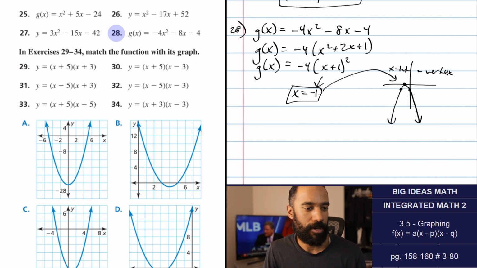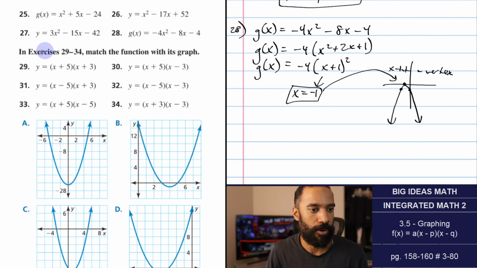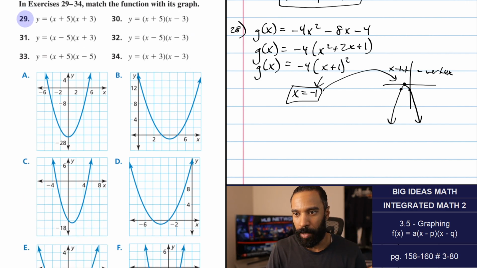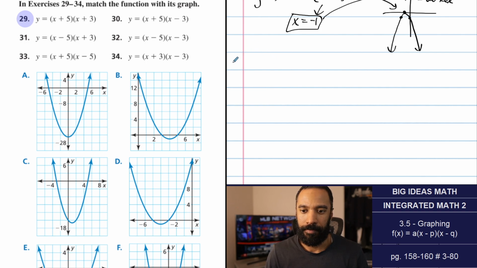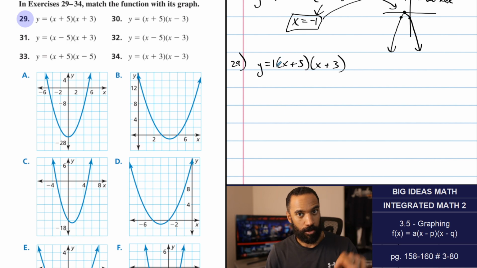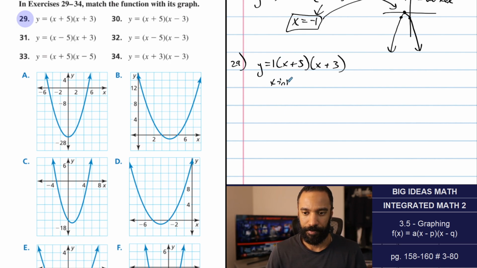Let's move on to numbers 29 to 34. Match the function with its graph. So I'm going to write some things down, I guess, because it's about pulling out information and then finding the match, right? I don't want to just match. I mean, how do you match? You find information. So what's my information? Positive 1 stretch, it goes upward. X-intercepts, or zeros, of negative 5 and negative 3. So let's find those ones.